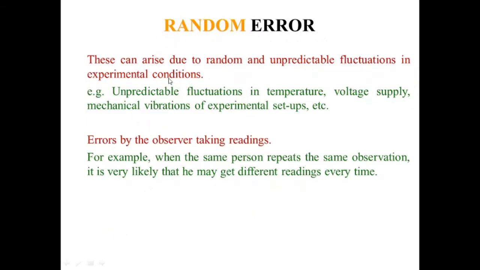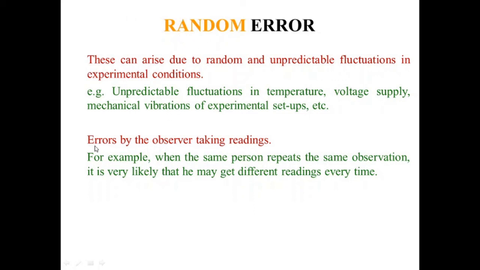So next one is the random error. This can arise due to random and unpredictable fluctuations in experimental conditions. So this cannot be avoided. This is happening without the knowledge of the observer. For example, it is unpredictable fluctuations in temperature, voltage supply, mechanical vibrations of experimental setups, etc. Because of these things, errors occur, and we call it the random error.